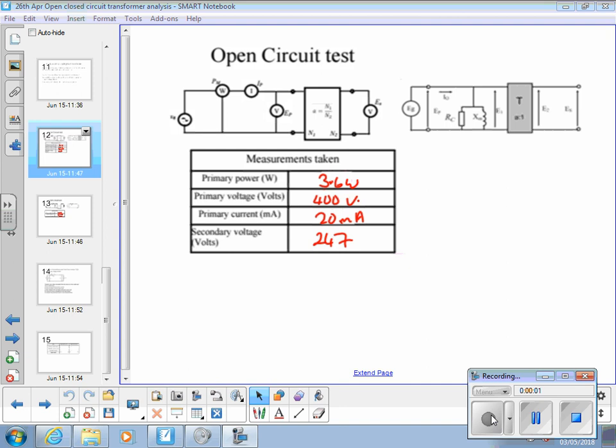Let's see where we got to with this. What have you done with the open circuit test values? Got primary power 3.6 watts, which is measured anyway. What have you got for S?